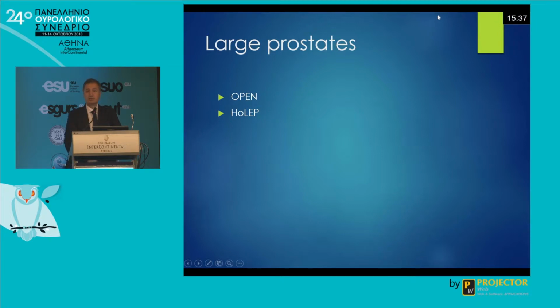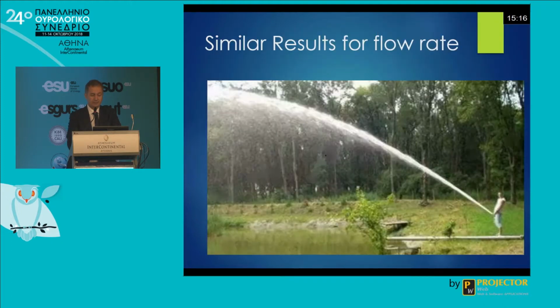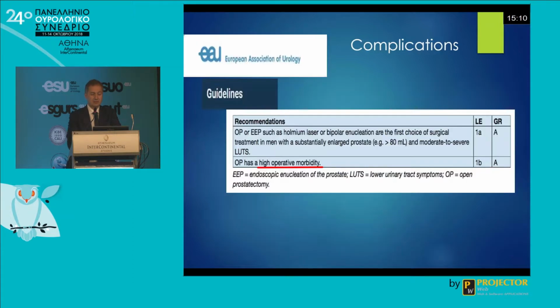There is no doubt. For large prostates, open prostatectomy and HOLEP surgery have similar results. No coagulation effect. Easy diagnosis of any kind of malignancy, and pathologists examine this specimen easily and much more efficiently. And for flow rate, they have similar results.